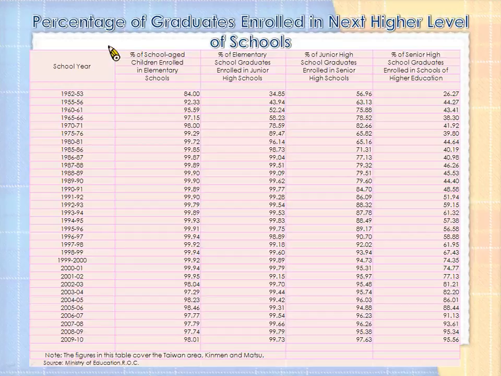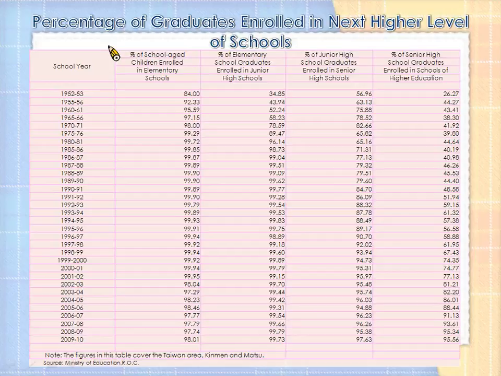Okay, and here is the children's graduate enrollment rate into the higher levels. This is the primary enrollment rate, the enrollment rate of the elementary school. Okay, because in '68 we implemented the 9-year compulsory education.